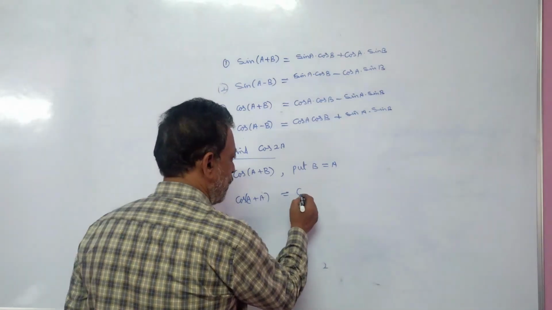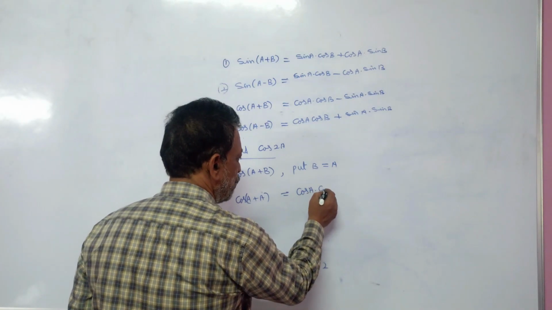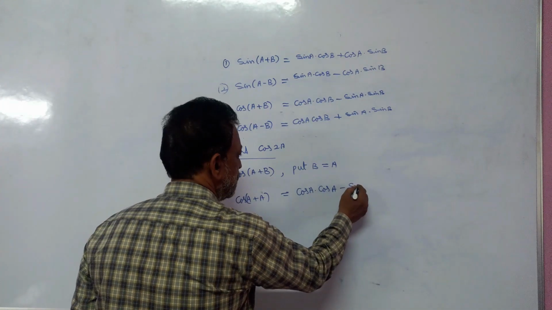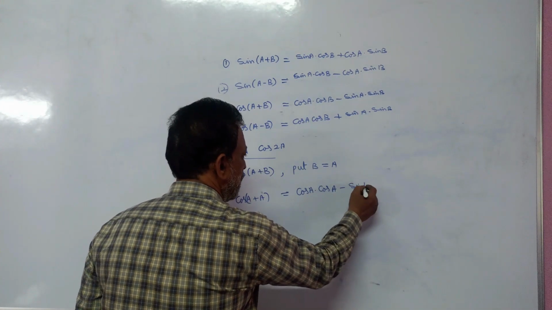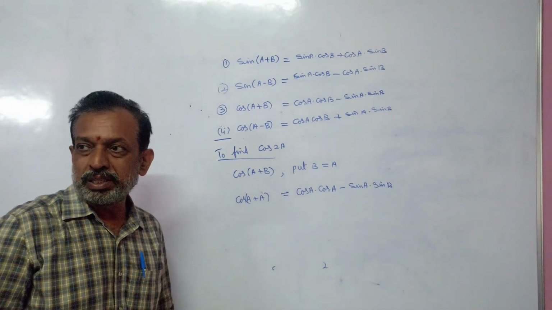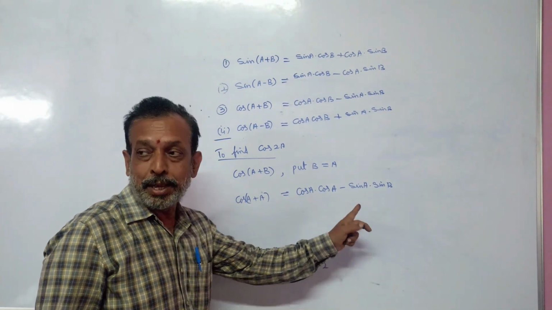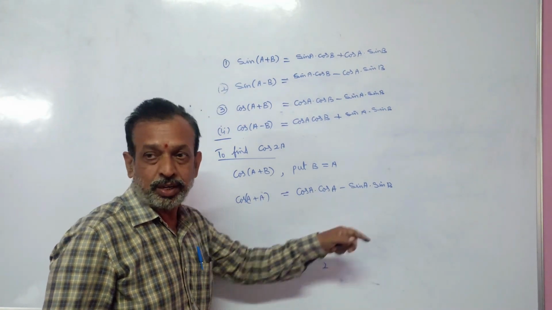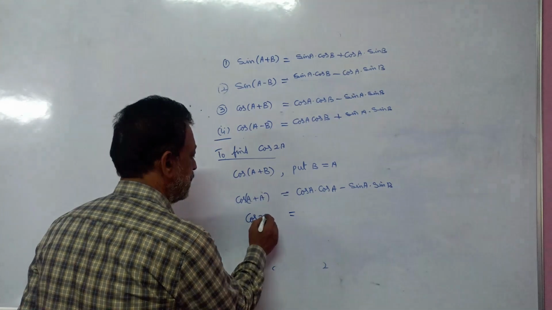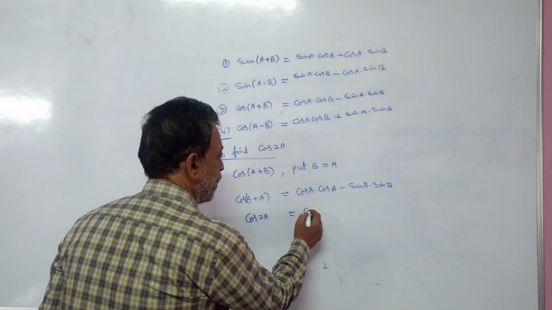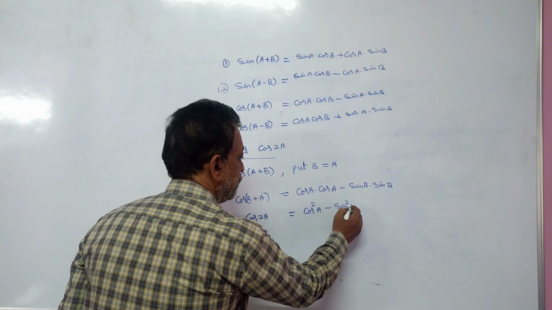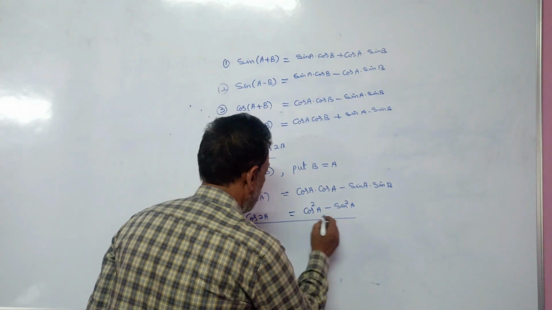equal to cos A cos B minus sin A sin B. Any difficulty there? Now what will be cos A into cos A? Cos square. Sin A into sin A? Sin square. Now I can rewrite this further, so therefore cos 2A is equal to cos square A minus sin square A. This is the important part.